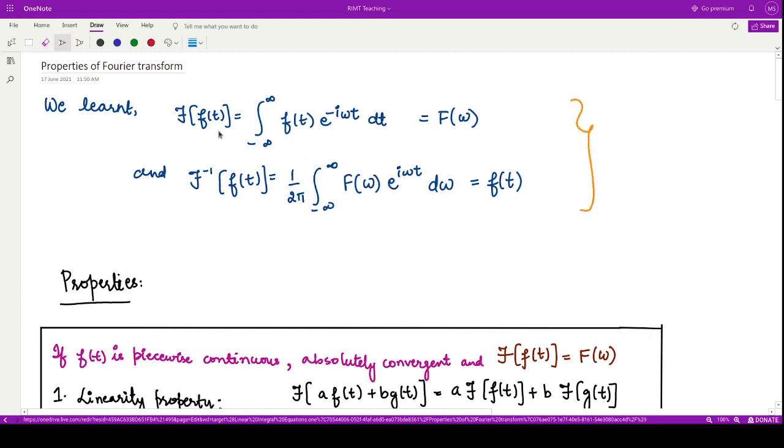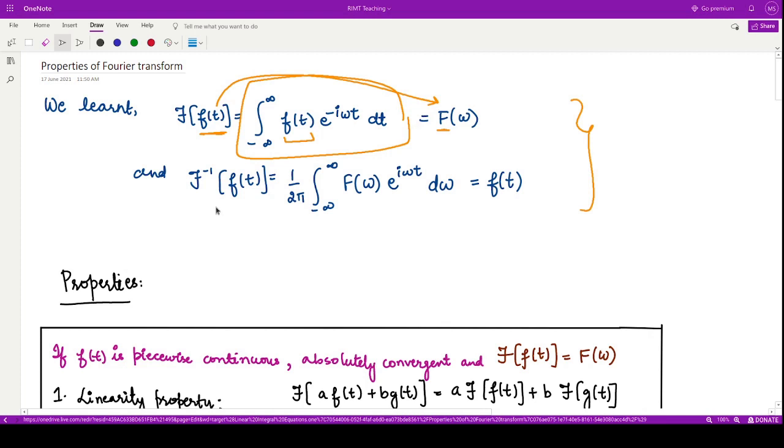So when you wanted to calculate the Fourier transform of some function f of t, it would simply be the integration from minus infinity to infinity of that function f of t e to the power minus iota omega t dt, and we can call the whole of this quantity as capital F of omega. Now capital F represents the Fourier transform of the function f of t in the omega domain. So that means you have shifted your function from this t domain to the omega domain.